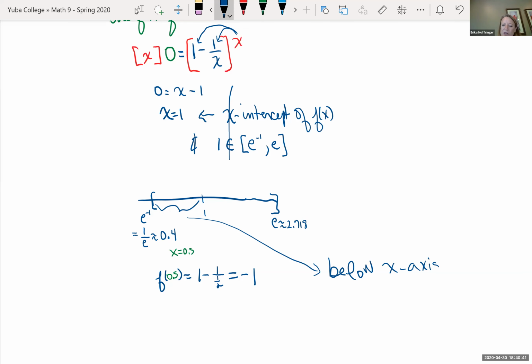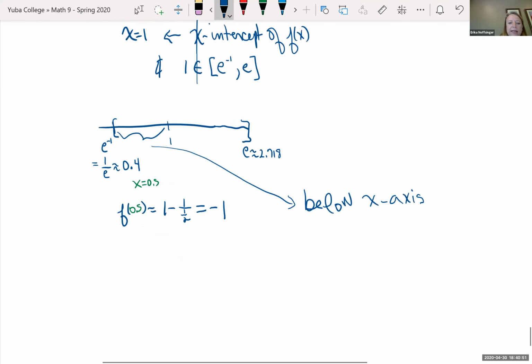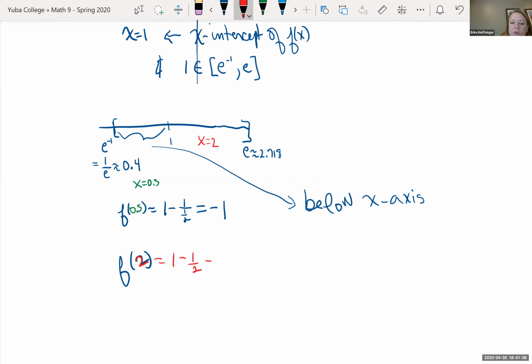It's possible that the graph comes up, touches the x-axis there, and goes back down. So I really need to check a point between the 1 and the 2.718 just to see if it's positive or negative. How about 2? If we look at f of 2, this is equal to 1 minus 1 over 2, which is equal to 0.5, which is positive. So this is above the x-axis.